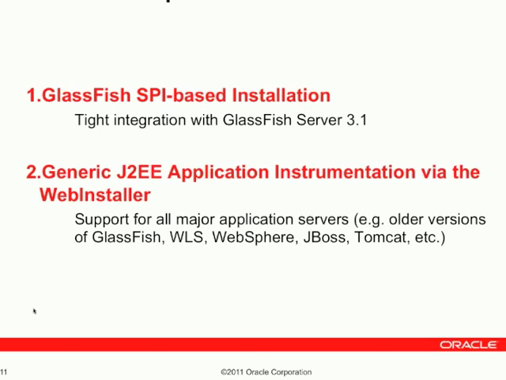The second deployment model is supported on older versions of GlassFish Server that aren't based on the Servlet 3.0 spec. This is referred to as the generic J2EE application instrumentation, and this is done via the web installer. So if you're using GlassFish Server 2.1, effectively what you'll do is run the web installer and point it to your ear file, and it'll re-instrument your ear or WAR file for deployment.